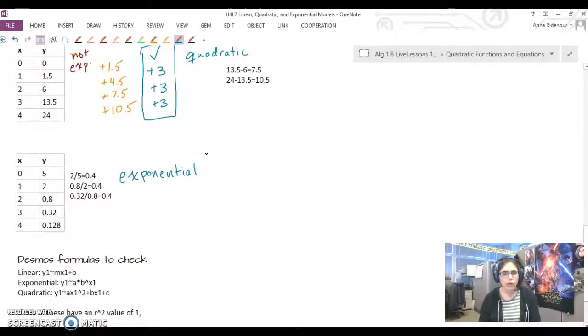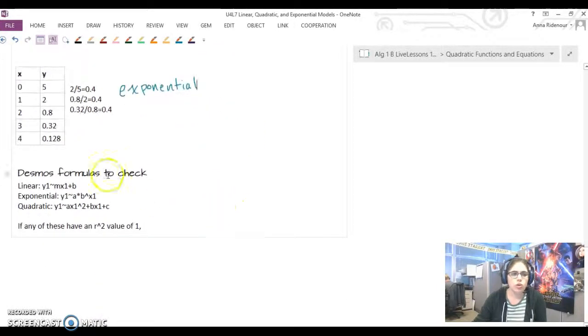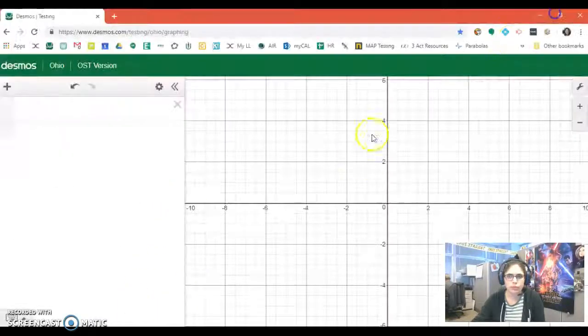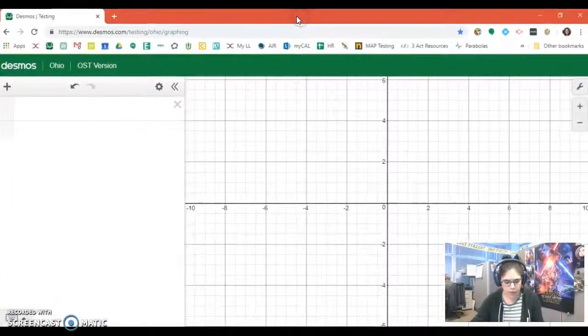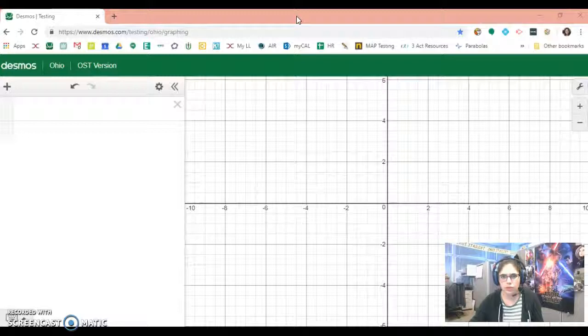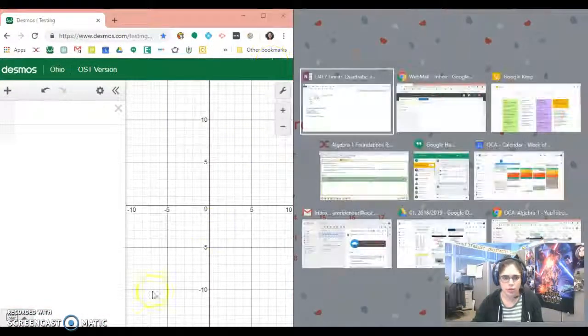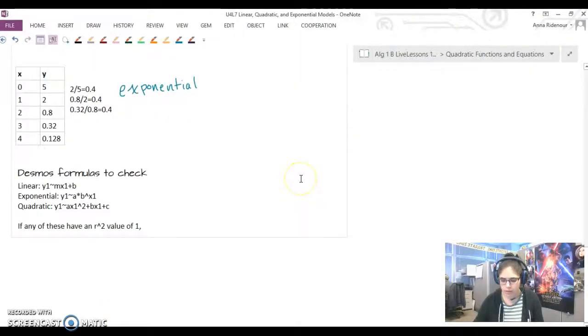Now, I do want to show you something that is pretty neat. If you remember, especially if you were in my class first semester, we showed this Desmos formula, the linear formula, and we checked to see if it was a linear function. So I'm going to show you that. And let's see how I want to do that. I want this one to the left. And I want that one to the right.